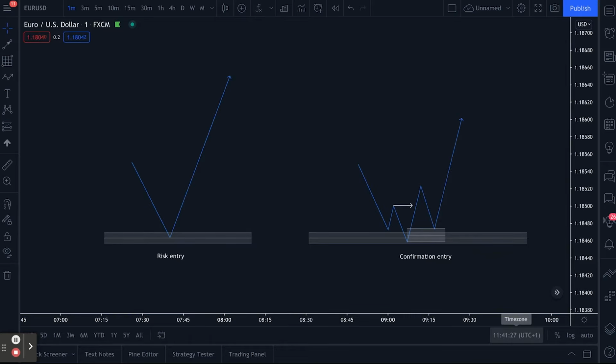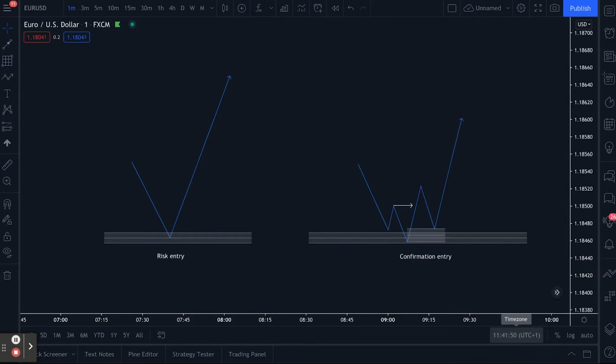Now, on the other hand, we have confirmation entries. These are safer entries that require some low time frame breaks of structure before we enter, okay? Whereas the risk entry just comes straight in and we're looking to buy it right there and then, with the confirmation entry, we want to wait for it to approach our zone, and then we go to the low time frames, the 1 minute, the 2 minute, the 3 minute time frames, and actually find the structure there.